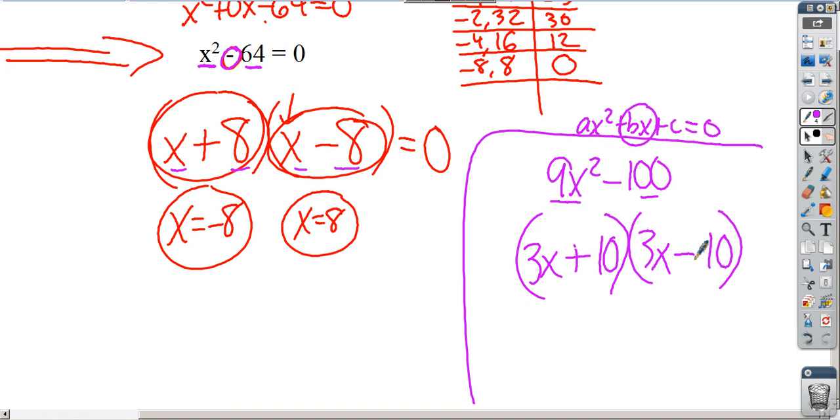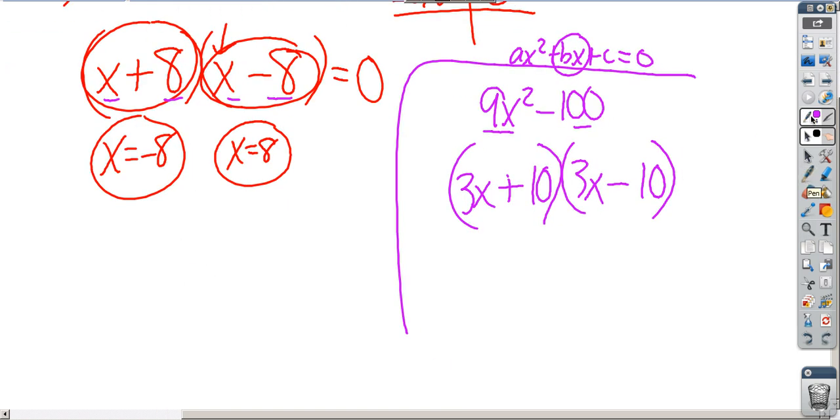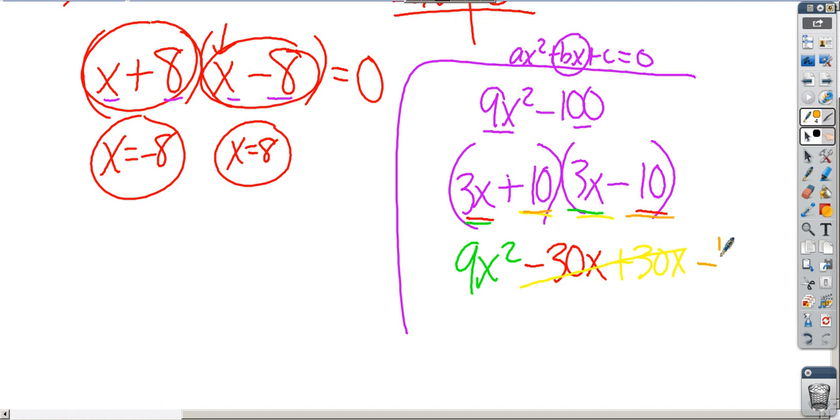If you do plus and minus, when you FOIL this out, the middle terms cancel. So let's just prove that. The first terms would be 3x times 3x, which is right there. The outside terms is 3x times minus 10, which is minus 30x. The inside terms would be 10 times 3x, which is plus 30x, and that's exactly what we wanted to happen. We want those to cancel each other out, and they do. And then the last terms, 10 times negative 10, is minus 100.